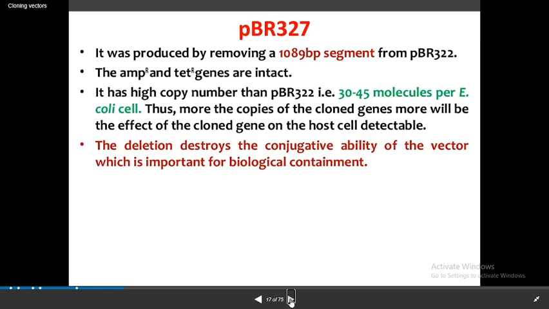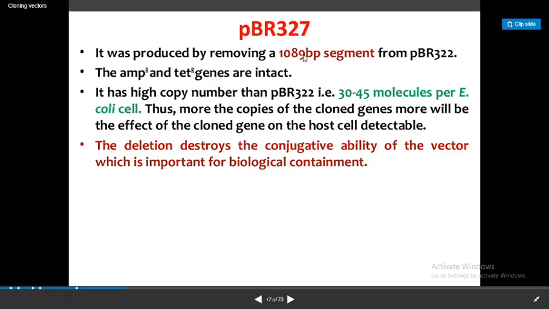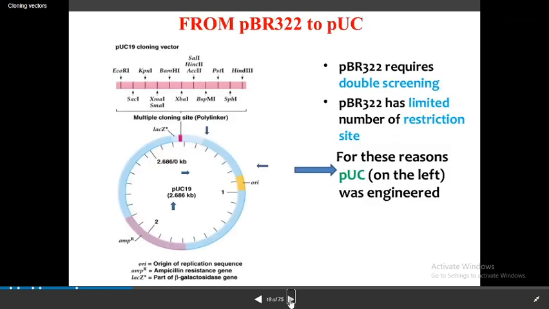So what is the size of pBR322? What is this pBR327? These are all different vectors, right? Plasmids, right? So this is a bigger size, that is 1089 base pairs. High copy number, it has ampicillin resistant and tetracycline resistant regions. Okay, the size, the shape and the function are almost similar.